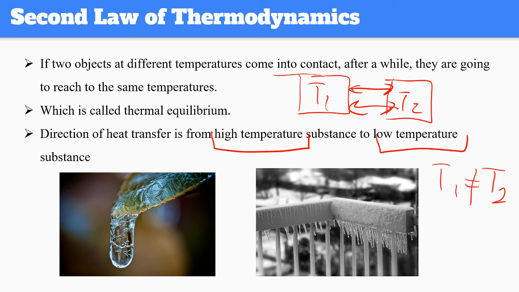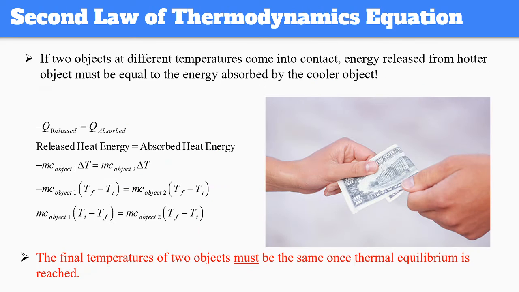So the second law states if you have two objects at two different temperatures, they will exchange the heat. One will lose energy, the other will gain energy, but that lost and gained energy must be the same. And energy transfer is going to go from the high temperature object to the low temperature object. And if you wait enough time, they are going to reach the same temperature, which is called thermal equilibrium. All right, so that is the second law of thermodynamics.